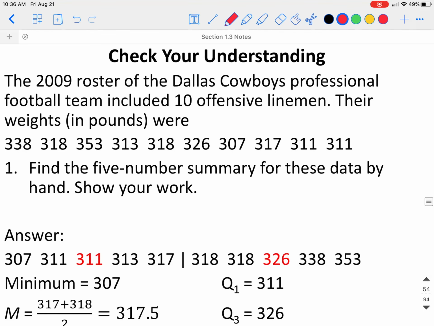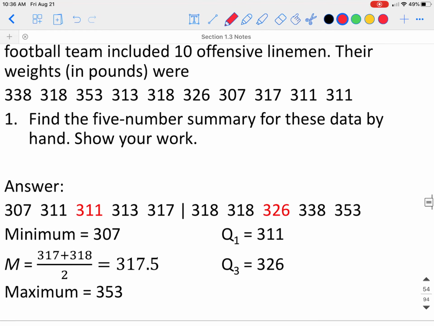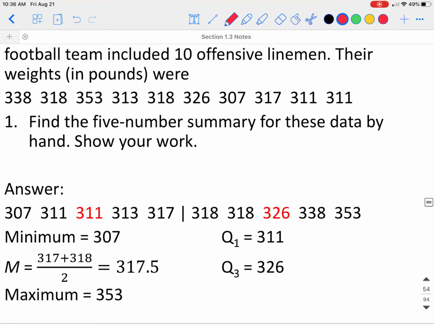So remember, to do this, the first thing you have to do is put them in order from smallest to largest. Once they're in order, the minimum is just your smallest value, and the maximum is your largest value. To find the median, you find that middle number. Because there are 10 of them, it'll fall between the 5th and 6th data points. Because there are 2 of them, we're going to add those two values together, divide by 2, and we'll get a median of 31.75.